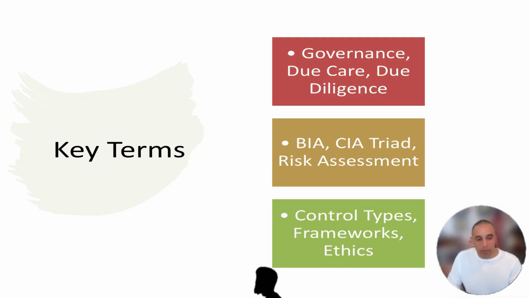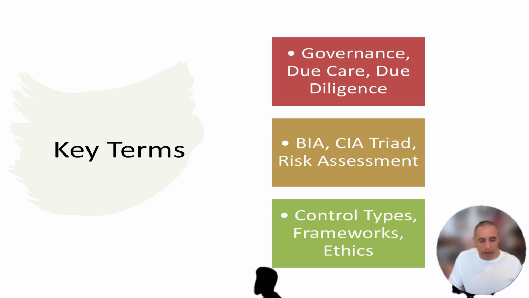Before we wrap up, let's review some key terms from today's session. Understanding these terms is essential for communicating effectively about security and risk management. Governance, the set of responsibilities and practices exercised by senior management to provide strategic direction, ensure objectives are achieved, and manage risk. Due care, the steps an organization takes to show it has acted responsibly to protect assets and information. Due diligence, the ongoing process of continually assessing and improving security controls to ensure they remain effective.